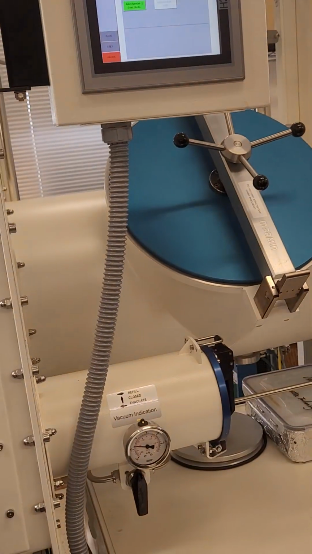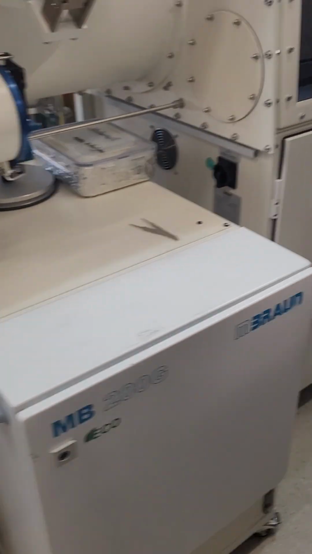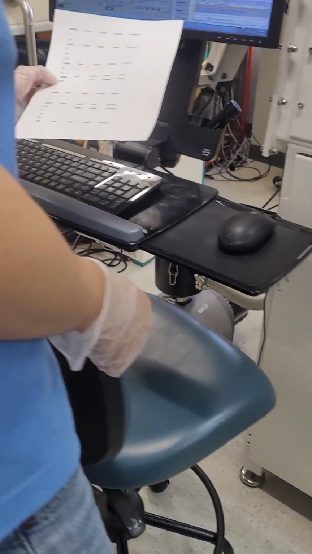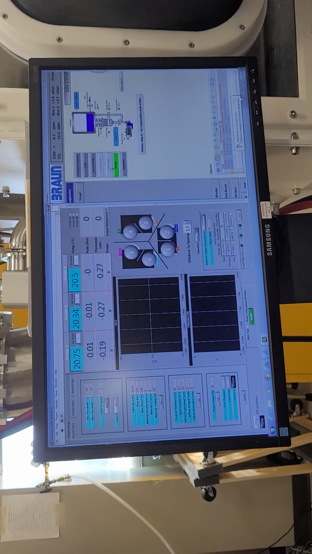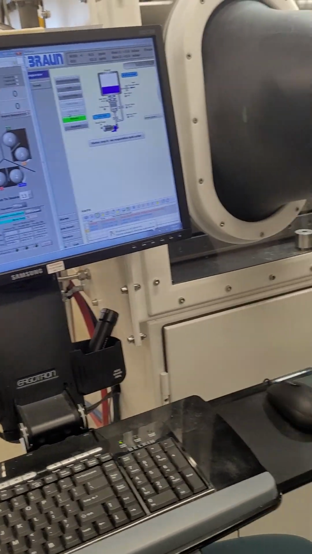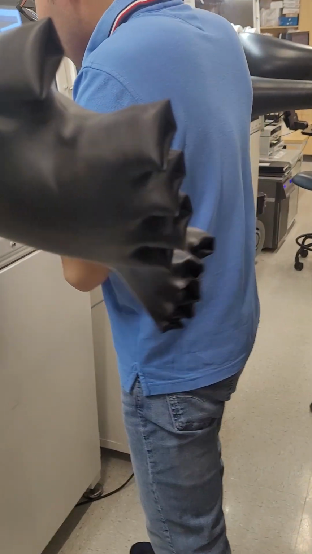So let me see. So these are the materials that we have here. LIQ, yes. These are all the materials we have.